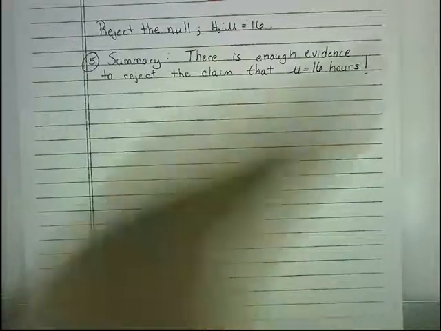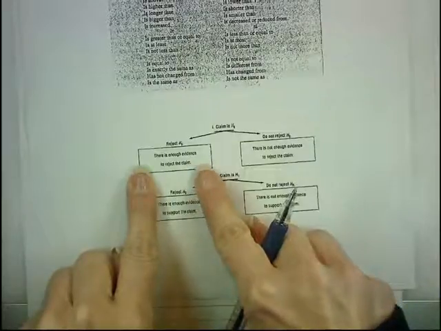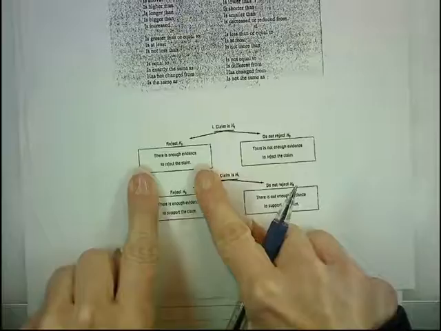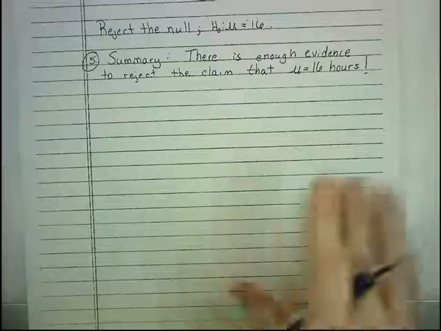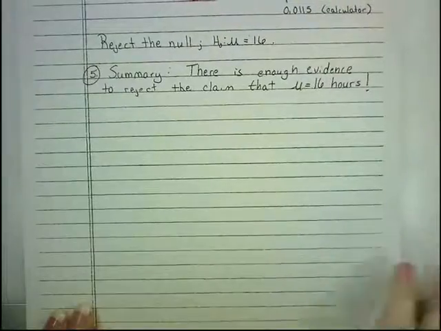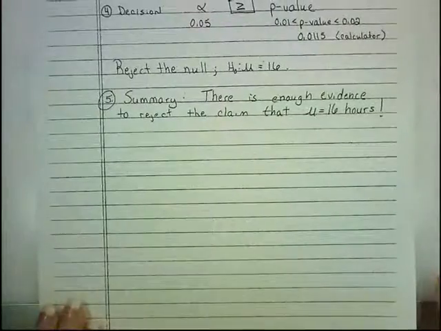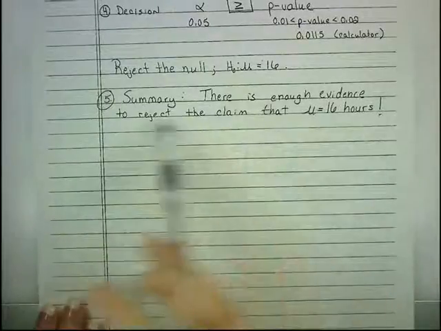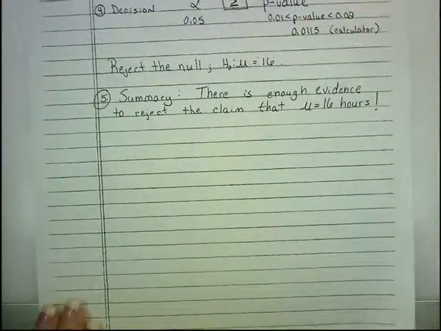Summary statement. Put your finger on the fact that the claim was the null and we decided to reject the null. There is enough evidence to reject the claim that the average is equal to 16. Here we are. Summary. The possibility of mistake here is alpha, rejecting the null when it could be true. So there is enough evidence to reject the claim that mu is 16 hours. And that concludes the problems dealing with the t-test problems for the mean, the traditional method, and the p-value method.